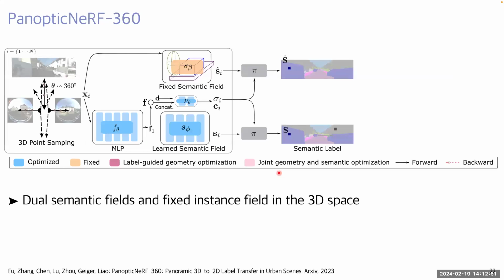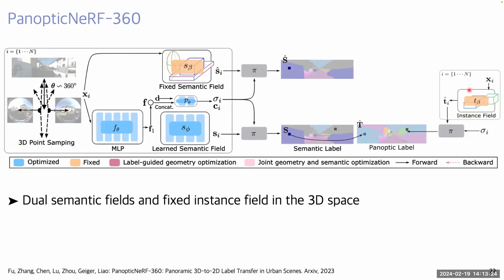So let me give you a brief overview of the method. This is the method of a follow-up work, which we named Panoptic NeRF 360. The key is that we now integrate fisheye images to be able to cover large viewpoint changes. But the overall structure is very similar to Panoptic NeRF. The key is that we now have this design of dual semantic fields. And we also have a fixed instance field to determine the instance ID of every point in the 3D space. So why do we have such dual semantic fields?